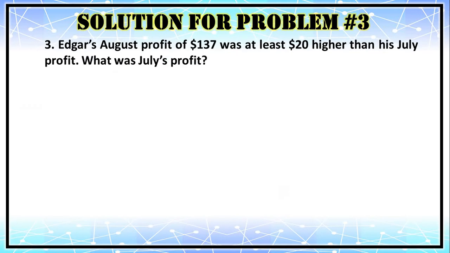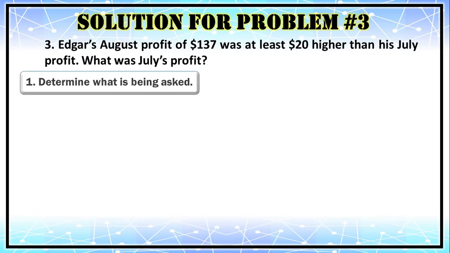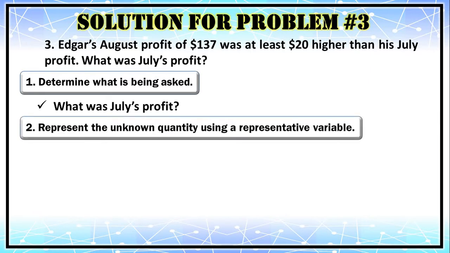So next we have problem number 3. Edgar's August profit of $137 was $20 higher than his July profit. What was July's profit? So determine what is being asked. The problem asks what was July's profit. Step number 2 is to represent the unknown quantity using a variable. The unknown quantity is July's profit, so we let July's profit be x.